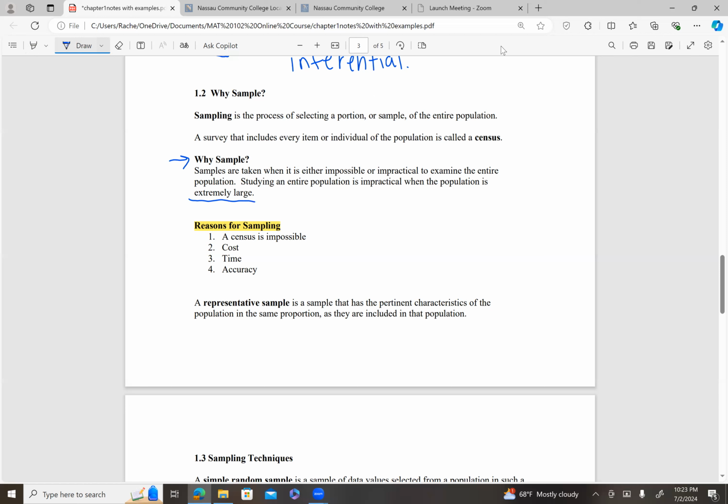Two, it's costly. It costs money to conduct these surveys. So a lot of times it's impractical to examine an entire population because it costs too much money. Reason three is that it's timely. It also takes a lot of time. And reason four is accuracy. So the larger the population, a lot of times the more inaccurate our results or information tend to be.